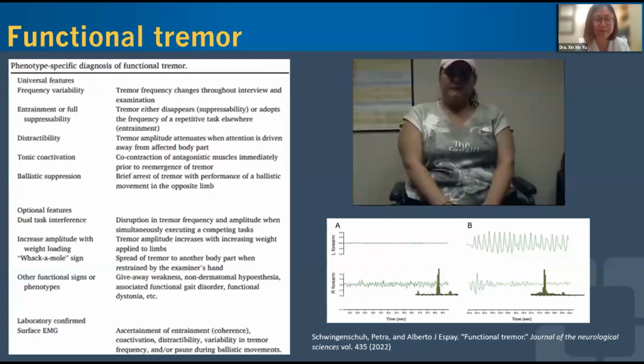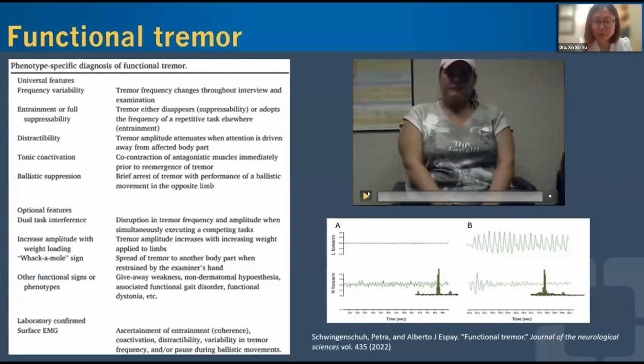There are several others that have been reported, including the whack-a-mole sign. This is when one is trying to actively, forcefully restrain the body part that is tremulous, and that creates the spreading of the tremor to other body parts. Functional tremor can also be suggestible, and it does vary in response to certain stimuli, such as touching a trigger point, and the patient may have a strong suggestibility and their tremor may change, reduce, or disappear.